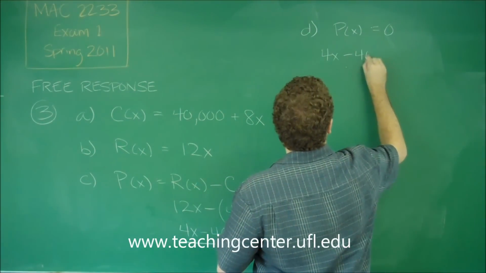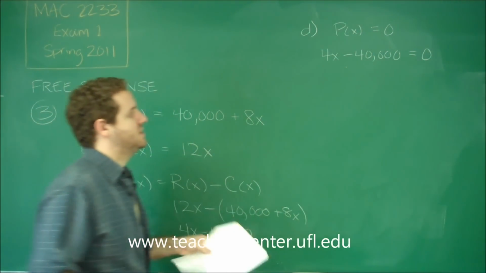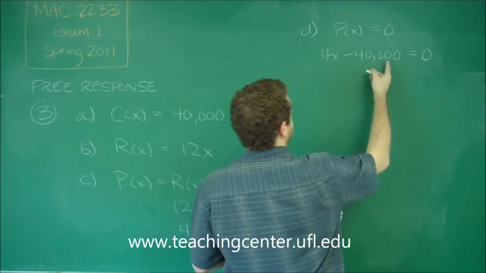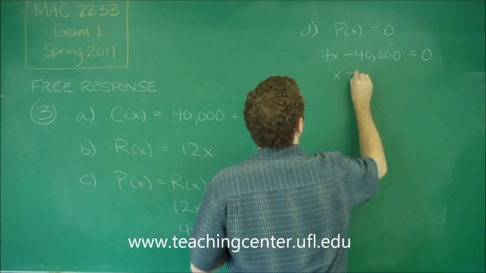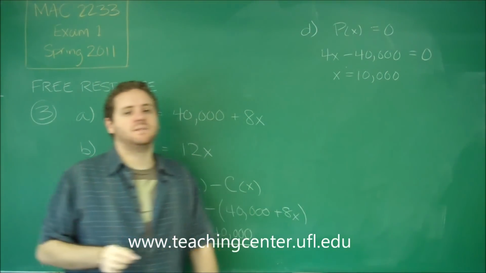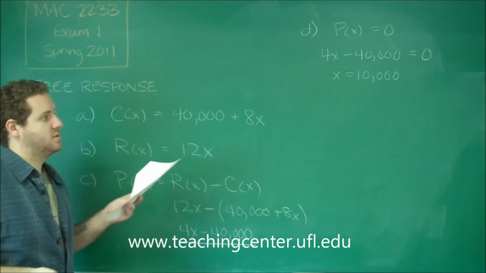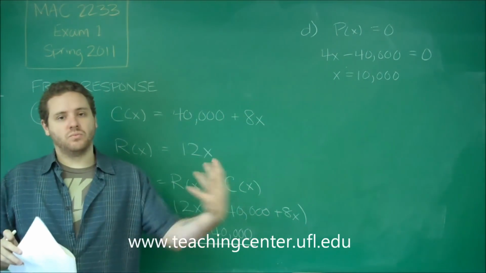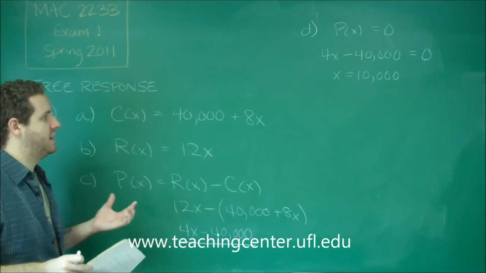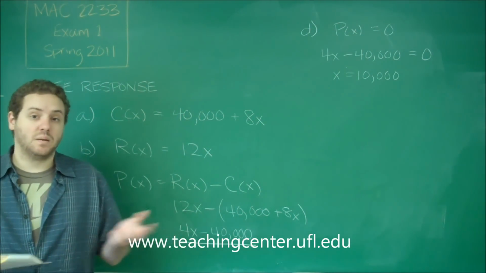4x minus 40,000 equals 0. So you can see there that x has to be 10,000. 4 times 10 to be 40 to cancel out here. So the break-even point is if you make 10,000 units of whatever this is. If you make 10,000, your revenue incoming is canceling out the costs it makes. Obviously then if you make more than 10,000, you're going to be making money.